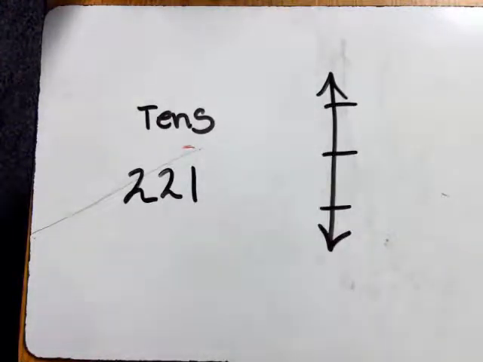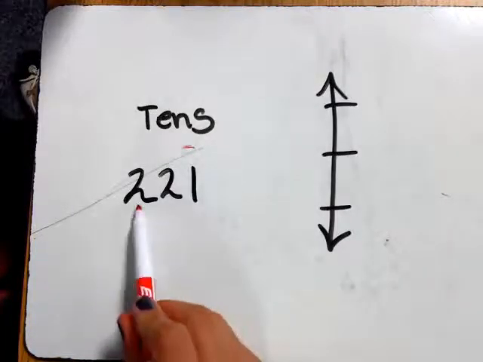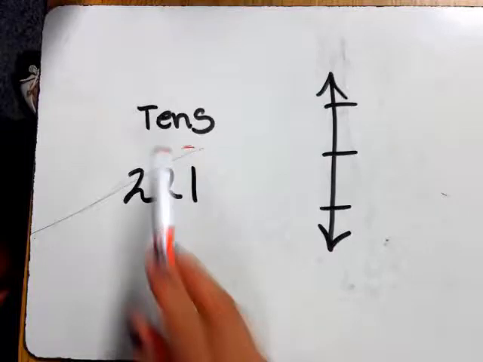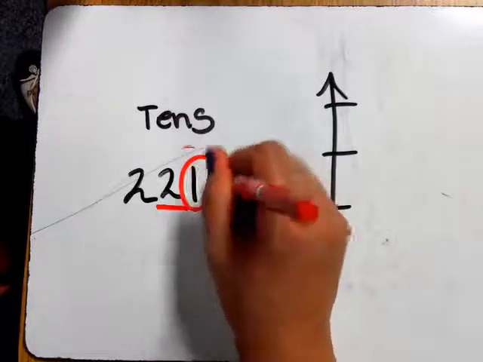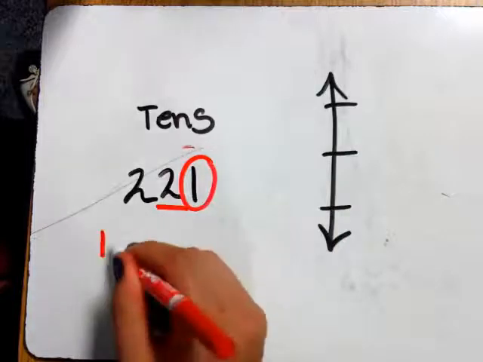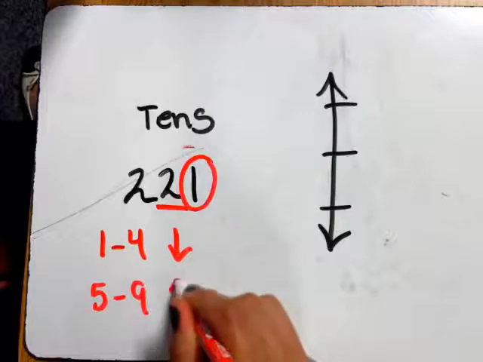Okay, from there, you then have to identify what we're rounding to. Well, there's 3 digits, but that doesn't mean we're rounding to the hundreds place. We're still rounding to the tens, which is the second 2. And then step 4 is to circle the number to the right, which is 1. Remember your song, 1 to 4, round down, 5 to 9, round up.